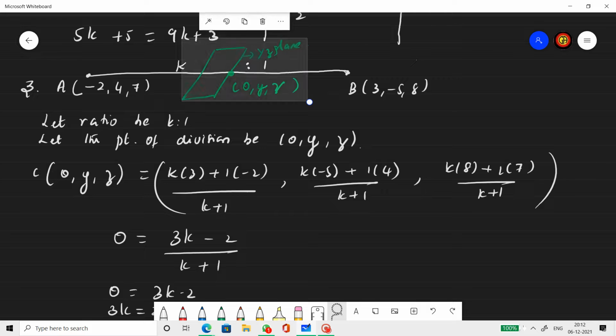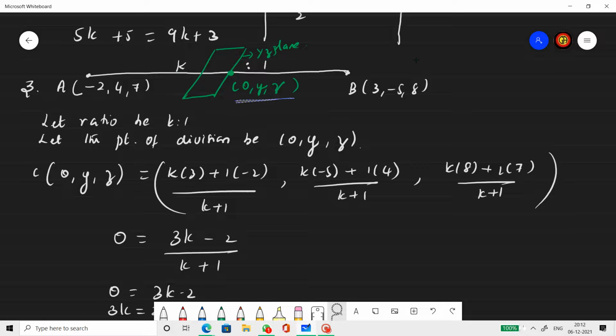So if it's a YZ plane, any coordinate in the YZ plane will be in the form of 0, y, z. X coordinate will be 0. So with this you understand that XY plane means Z will be 0. ZX plane means Y will be 0. So with this we know the point of division as 0, y, z here. Ratio is assumed as k is to 1. So let the ratio be k is to 1. Let the point of division be 0, y, z because it is divided by the YZ plane.